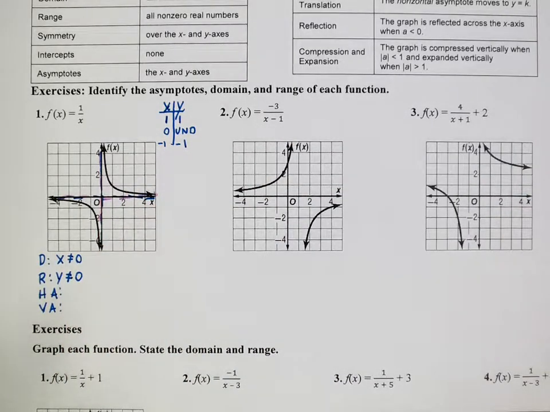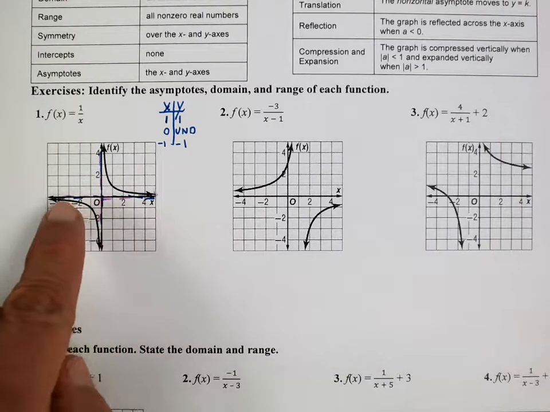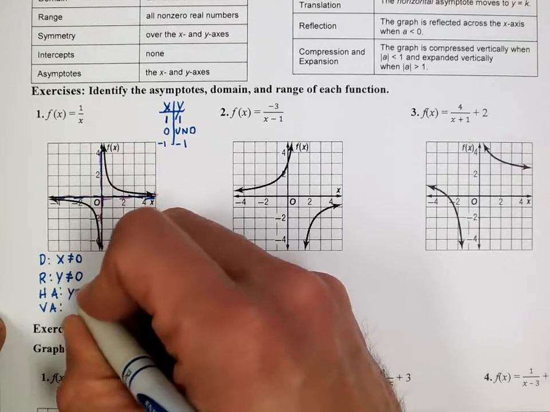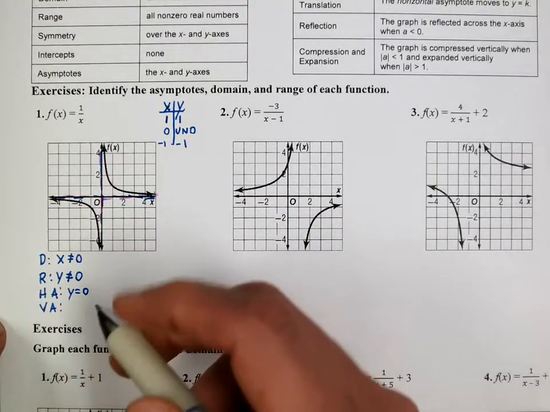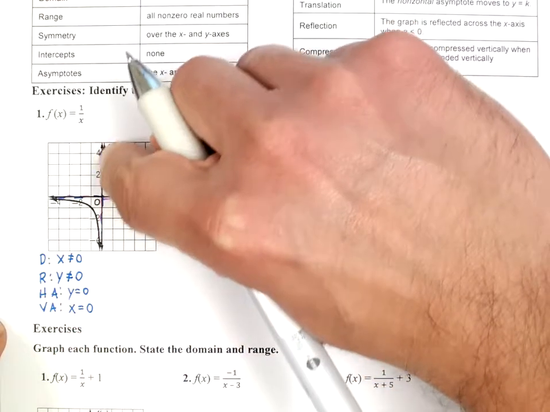Okay, my horizontal asymptote is located right here. Okay, and remember that line is actually y is equal to 0. Remember, the y is equal to 0 is a horizontal line. Okay, so it's like this. Now for my vertical asymptote, x is equal to 0. X is equal to 0 is actually this vertical line.